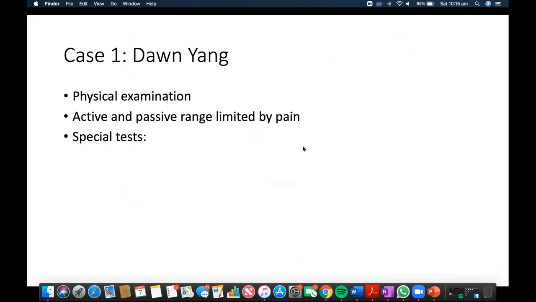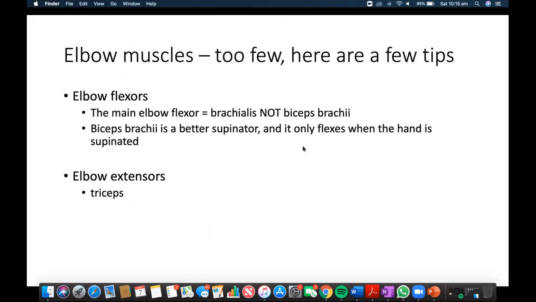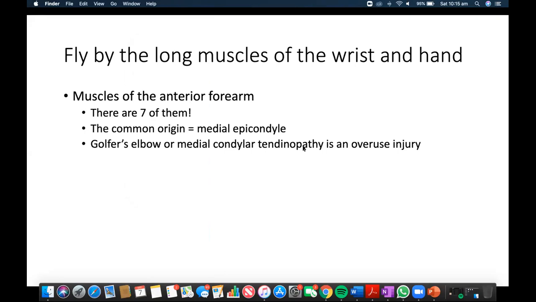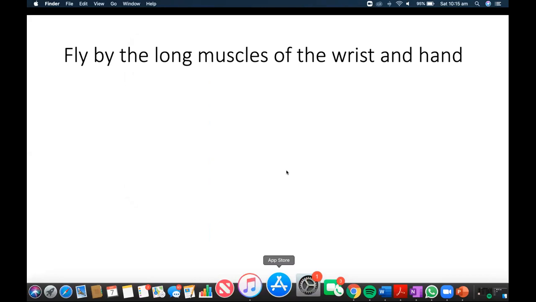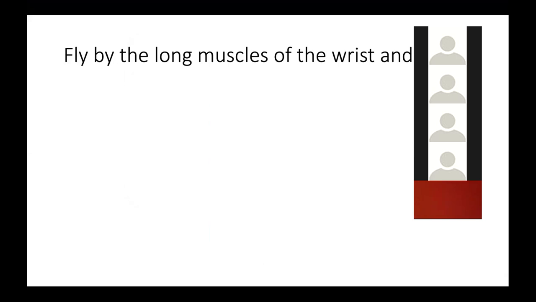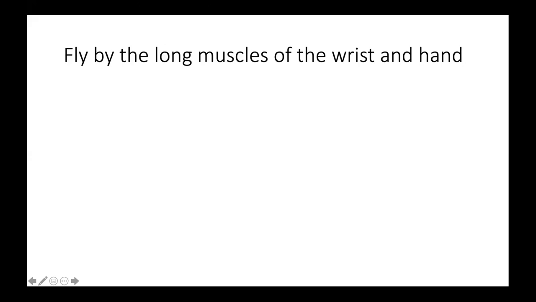Does anybody know the number of flexors, or wrist flexors, or anterior compartment of the forearm? How many there are? There are actually 7. The only thing that you need to remember about it is that the common origin is the medial epicondyle. Okay? Don't worry about knowing all the different levels, layers.